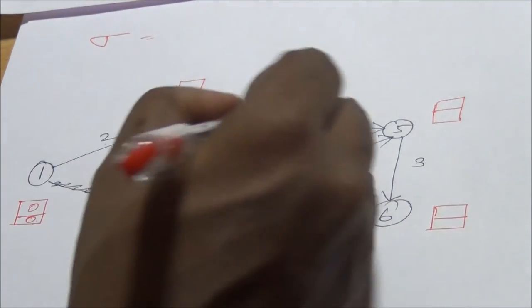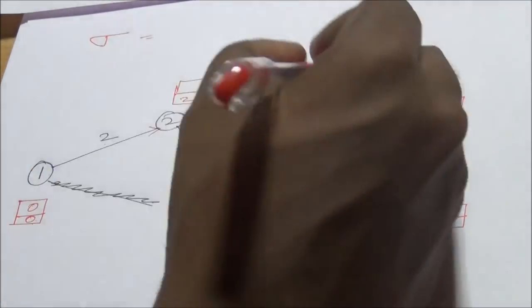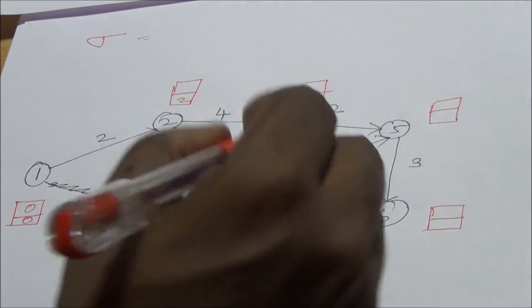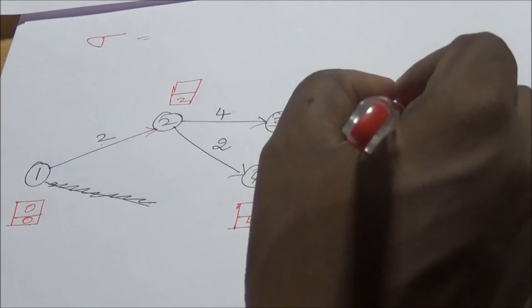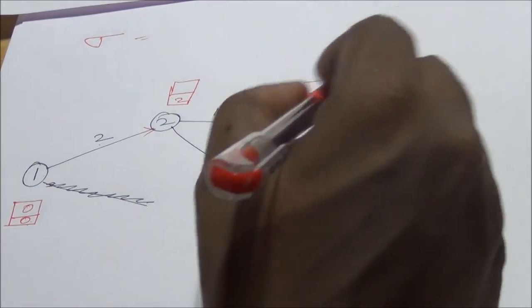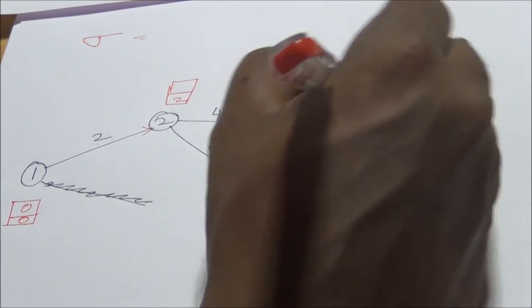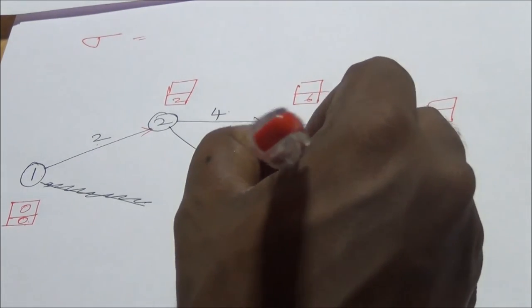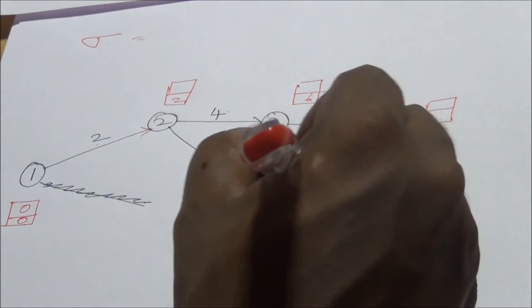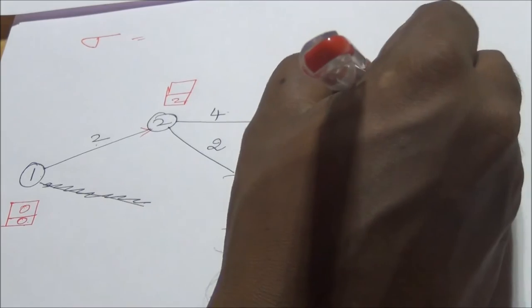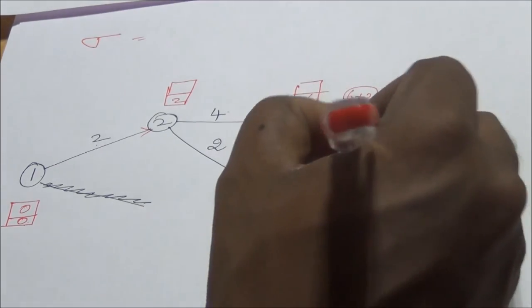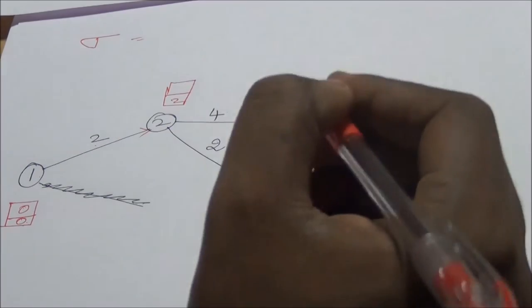For 3 we have only one incoming arrow, so that is 2 plus 4, which is 6. For 4 we have only one incoming arrow, so that is 2 plus 2, that is 4. For 5 we have two incoming arrows, one from 6 plus 2, and another from 4 plus 3. So we have to take the maximum value: 6 plus 2 is 8 and 4 plus 3 is 7, so the maximum value is 8.